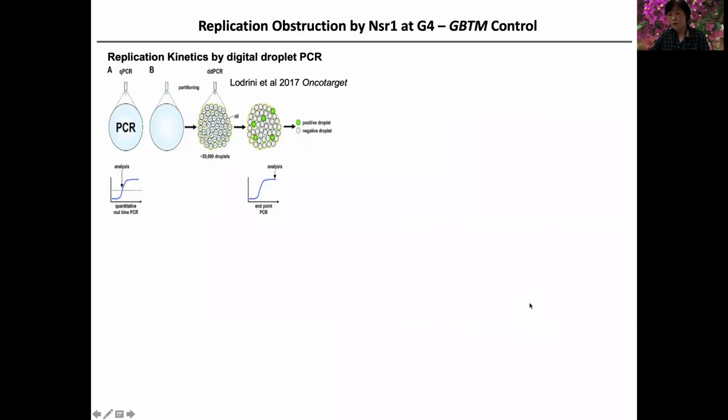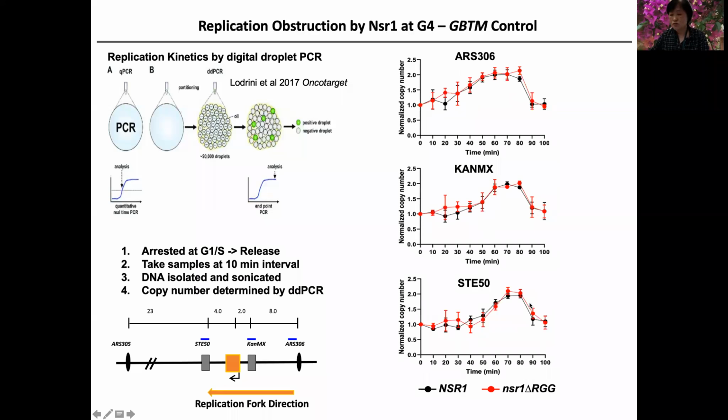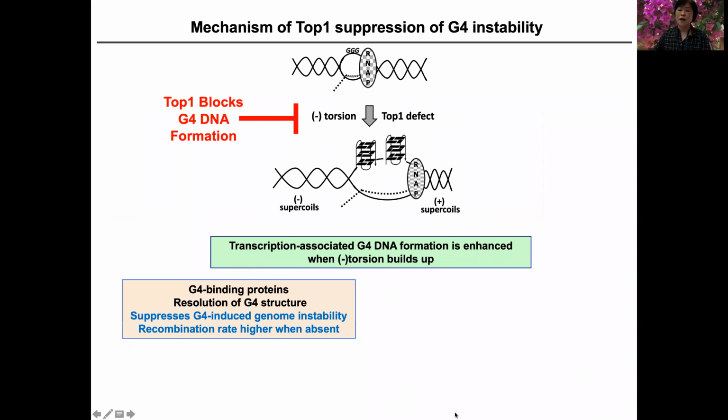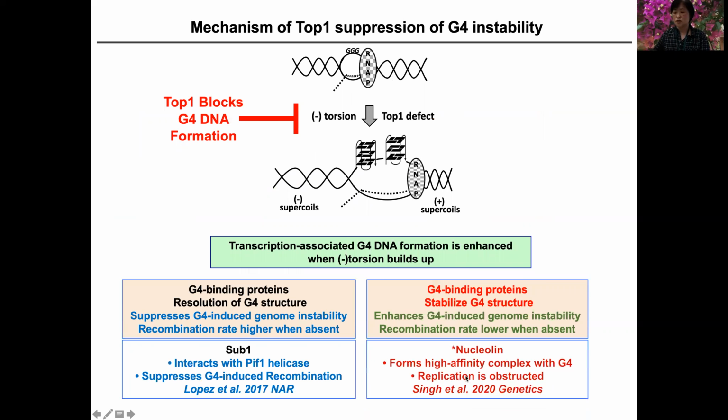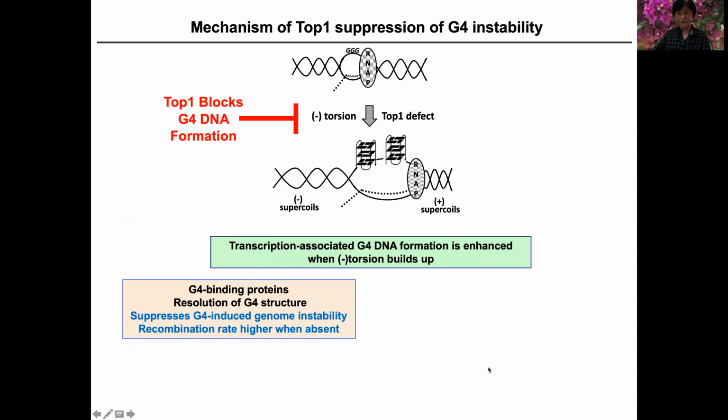But what happens if you have the same sequence, same transcription, but in the G bottom orientation? Now again, everything's the same except G4 DNA cannot form. And you can see at ST50, there is no longer that significant 20-minute delay in replication kinetics, whether you have full-length NSR1 or not. So it seems that NSR1 is actually forming a very high affinity complex with G4 and obstructing replication, leading to genomic instability.